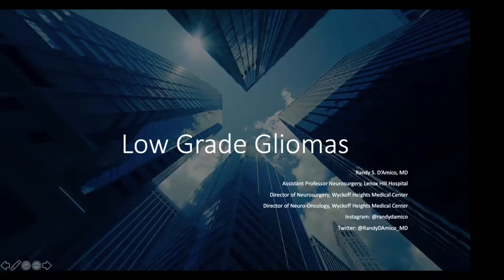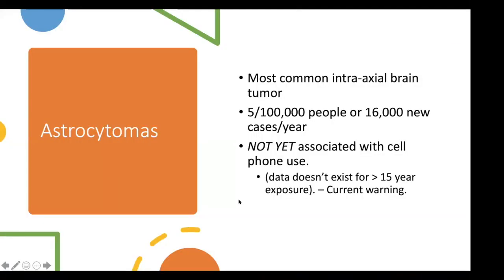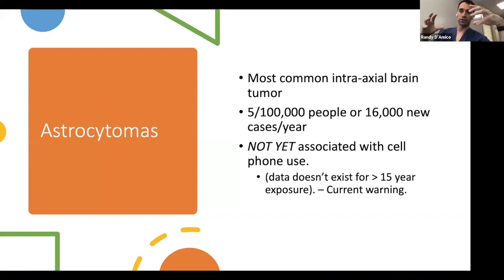Sounds good. All right, so low-grade gliomas. The main thing here is that they're part of the bigger umbrella, the bigger spectrum of astrocytomas. There are also oligodendrogliomas. We're not going to focus too much on that, but I'll make a few mentions of it. And astrocytomas in general are the most common intraaxial brain tumor. When we talk about brain tumors, we talk about intraaxial or extraaxial, right? Extraaxial meaning outside of the brain itself, and intraaxial meaning it develops within the brain.